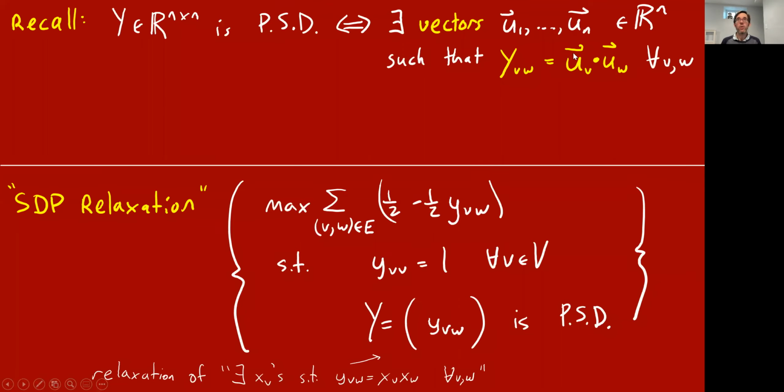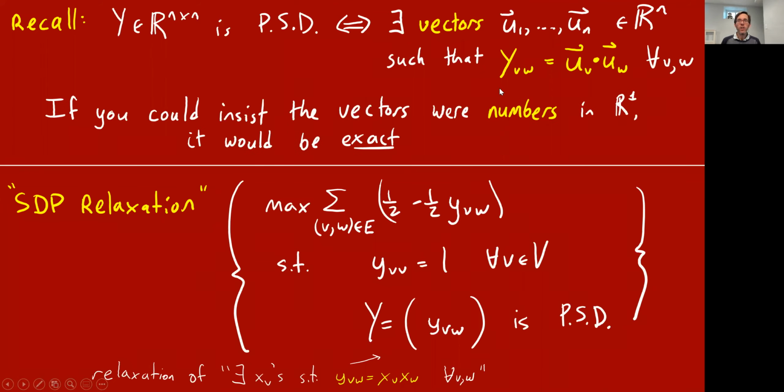This statement is true. It's also true if I eliminated this condition that they be in n dimensions. So if you have n vectors in any dimensions that have this relationship, their dot products give you the entries of Y, then Y is PSD. But on the other hand, if such vectors exist, as we argued last time, they can all exist in n dimensions.